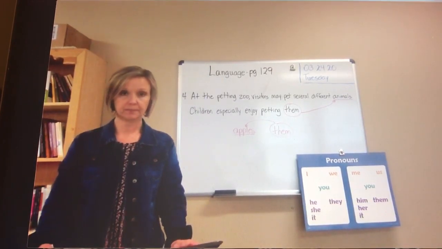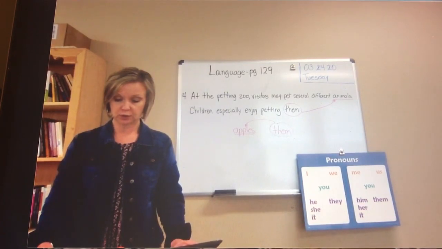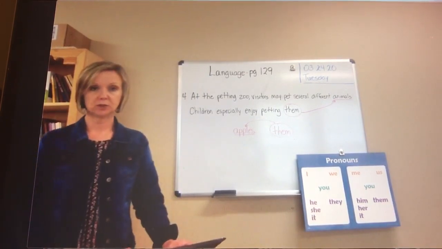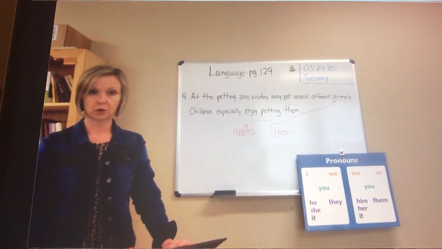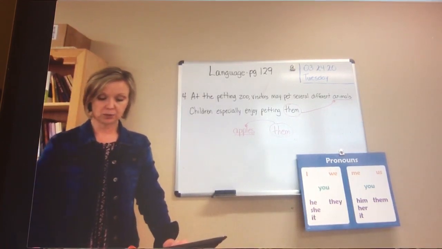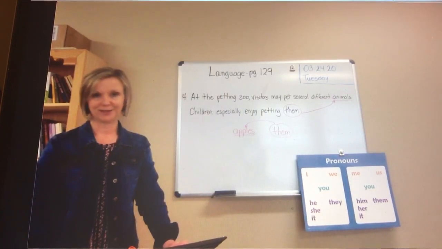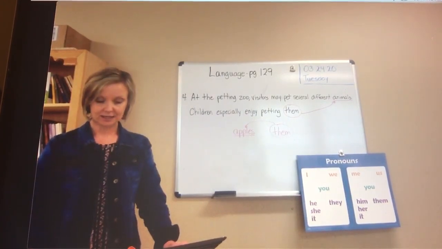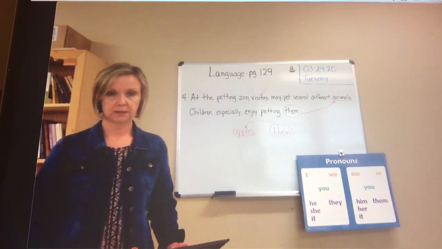Okay, number 3. I spilled orange juice on my clean shirt. What pronoun could we replace with the green word of orange juice? I spilled him on my clean... No, we know that's not right, right? I spilled it on my clean shirt. Yes.